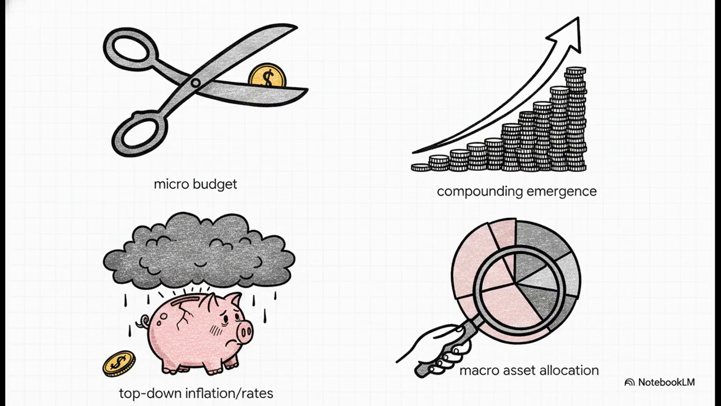Wealth building requires micro-macro emergence, where investing just $500 a month compounds into millions over time. But wait, you also have to survive macro-micro, top-down constraints, like high inflation squeezing your daily budget. And you manage the whole shebang with a macro-macro panoramic view, like maintaining an 80-20 equity to bond split. Personal finance literally requires mastering all four.